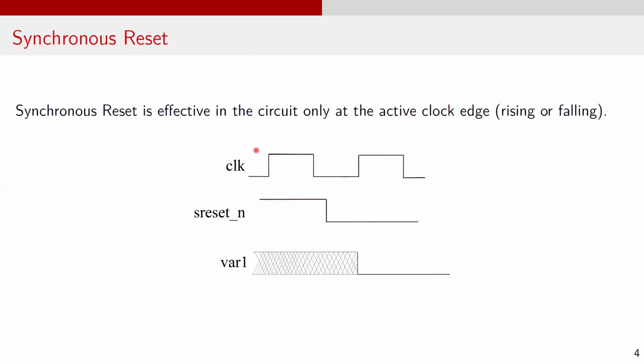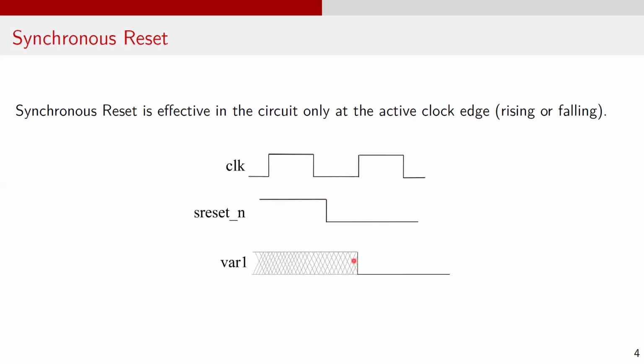Synchronous reset. A synchronous reset becomes effective in the circuit only at the active edge of the clock. While the reset signal can be asserted anytime, it takes effect only when the clock transitions at the designated edge. As seen in the waveforms here, the synchronous reset goes from 1 to 0 at this point. However, its effect is seen only at the positive edge of the clock, and that's the place where var1 is set to 0.